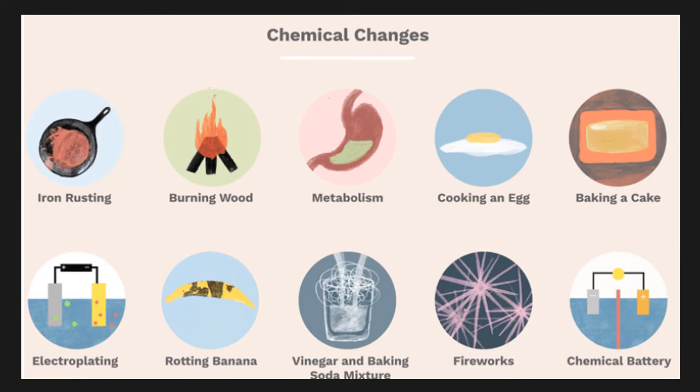We have already discussed iron rusting. Burning of wood is also a chemical change. The metabolism of your body is a chemical change. Cooking an egg, baking a cake, or electroplating are all examples of chemical changes, along with rotting of a banana. A vinegar and baking soda mixture produces a chemical change which is very visible in the form of a foam. Fireworks and chemical batteries are also examples of chemical changes.